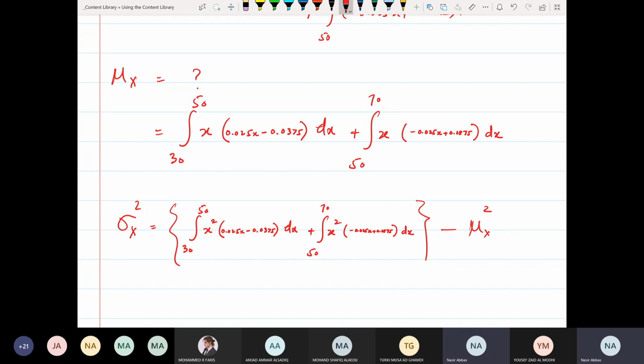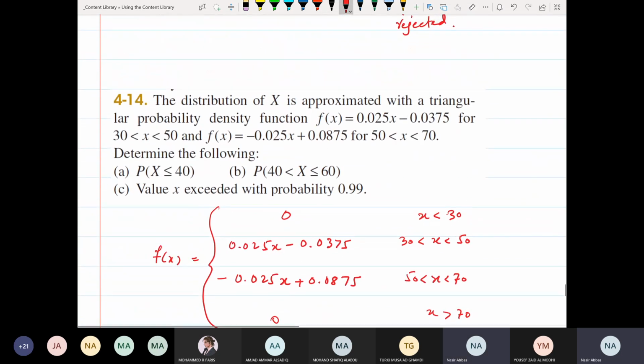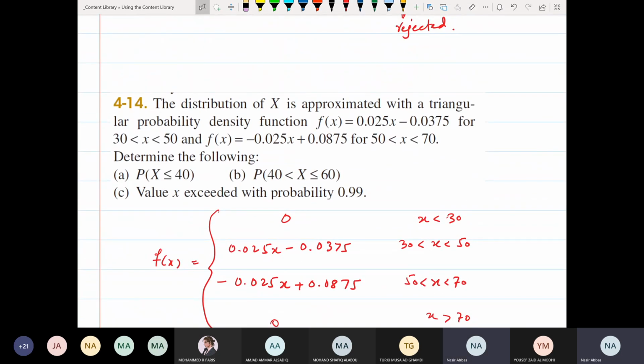The tough thing is the percentile. Look at part C of this question. The value x that is exceeded with probability 0.99. Which percentile is this? The exceeded probability is 0.99. Is this the first percentile or the 99th percentile? First. It's the first percentile. It's P01 that is required.